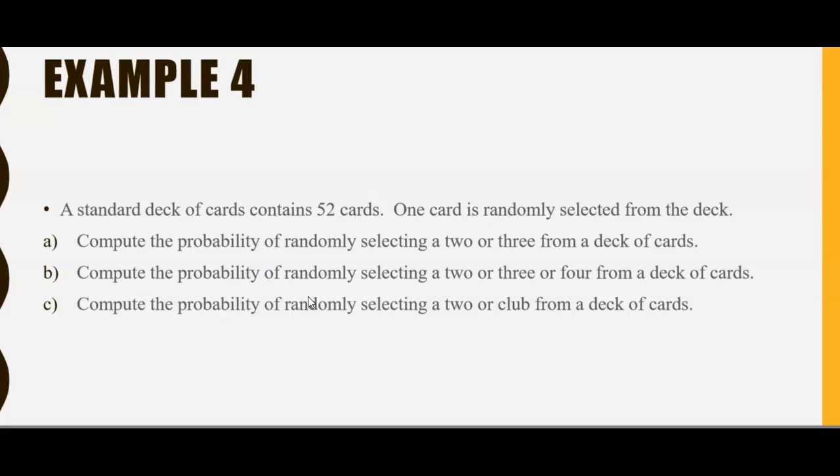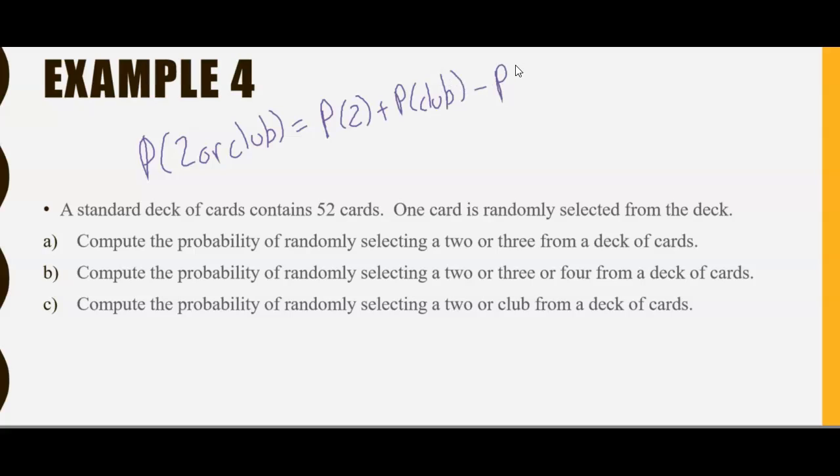Compute the probability of randomly selecting a 2 or club from the deck of cards. So this we are looking for the probability of a 2 or a club, which is the same thing as the probability of a 2 plus the probability of a club minus the probability of a 2 and a club. So now probability of a 2, 4 out of 52. Discussed that already.